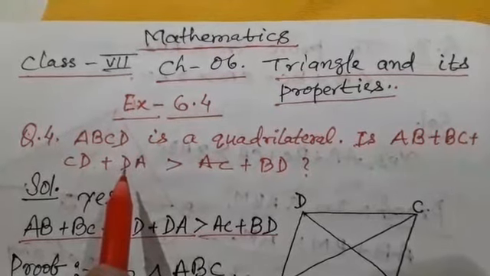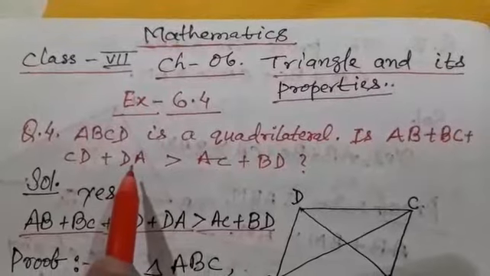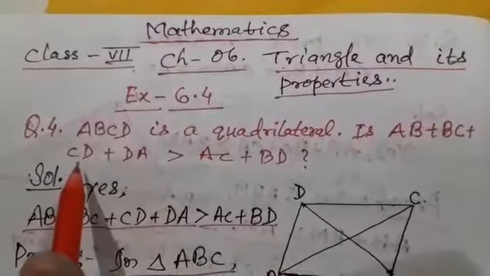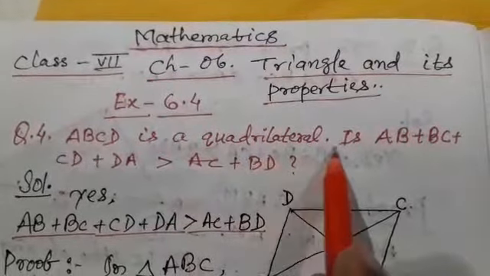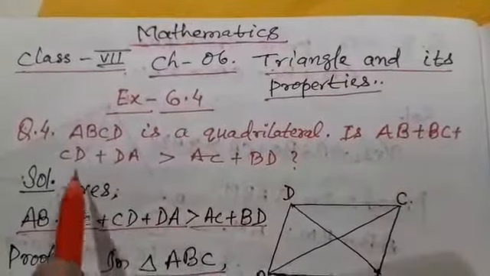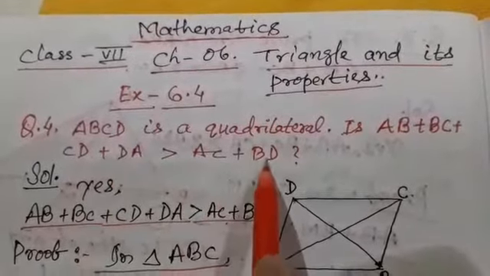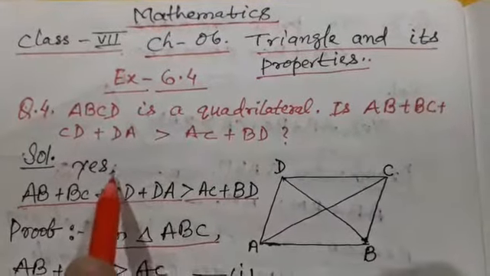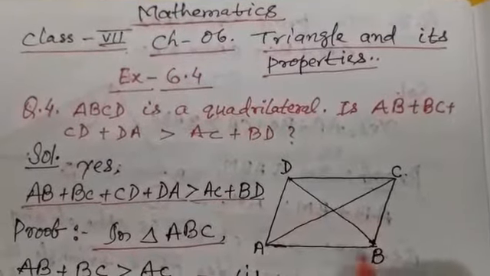Dear students, today I am going to solve exercise 6.4, triangle and its properties. Question number 4: ABCD is a quadrilateral. Is AB plus BC plus CD plus DA greater than AC plus BD? Answer is yes. Dear students, here a quadrilateral is given.